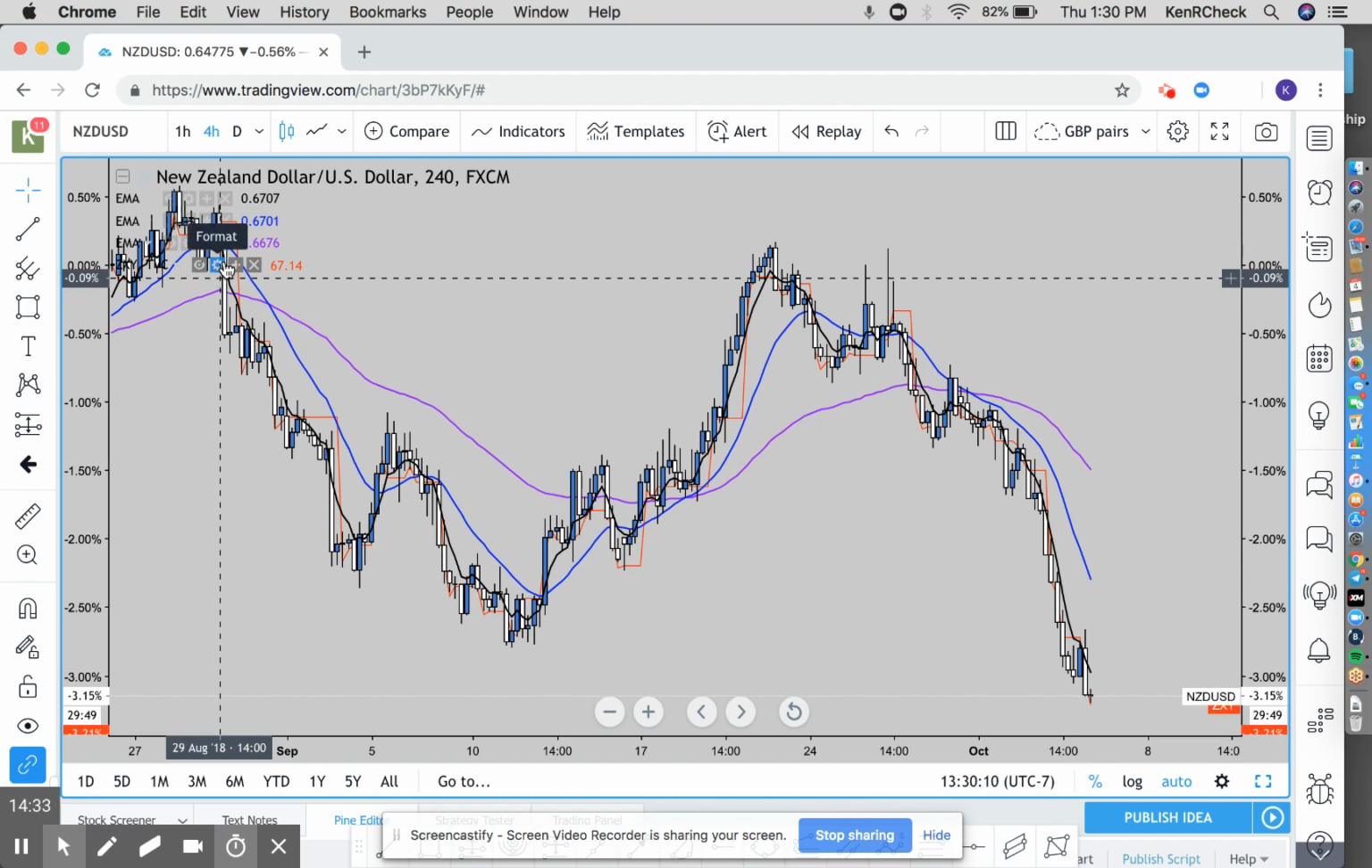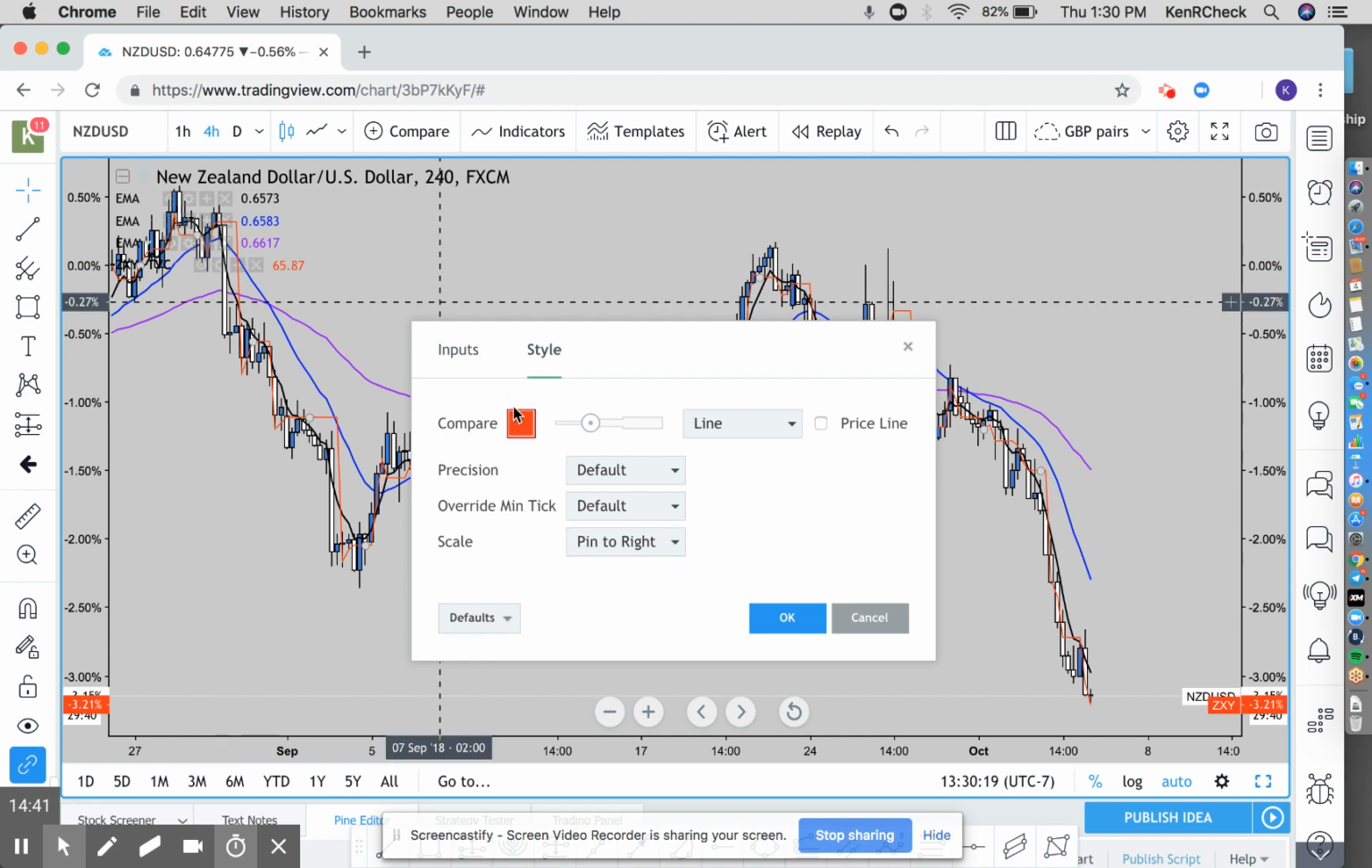NZD. So if you're looking at the US dollar as a confirmation as well, you also have the New Zealand dollar as another confirmation as well too. So the more confirmations, the better, I like to say. And then it really just helps out in your trading. So you really can't complain.